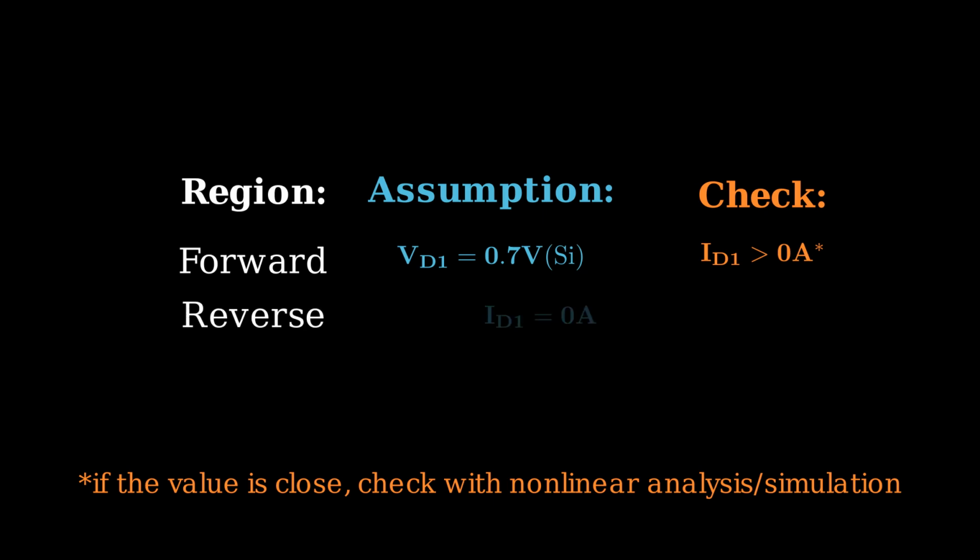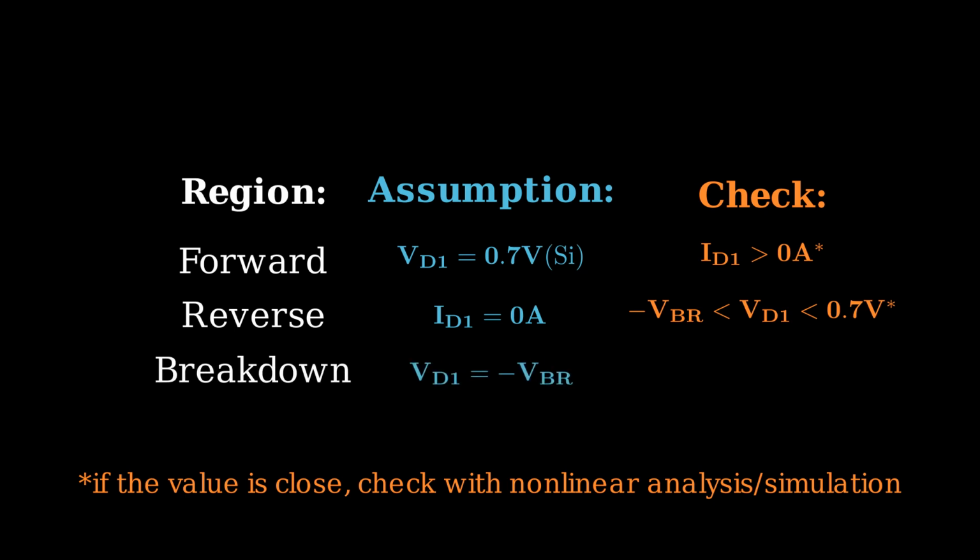In the reverse region, we assume the diode current is 0 amps, or that the diode is an open. We check the diode voltage. If the voltage lies between the breakdown voltage and the assumed forward voltage, the assumption is likely okay. Again, if it gets close to one of the region borders, revert to nonlinear analysis for more accurate results. In the breakdown region, we assume the diode voltage is the negative of the breakdown voltage. We check the diode current. If it is negative, the assumption is likely okay, subject to the same ambiguity as the other regions.